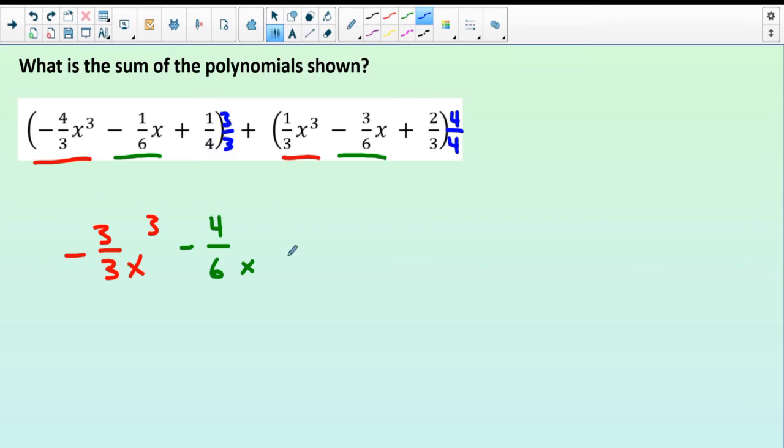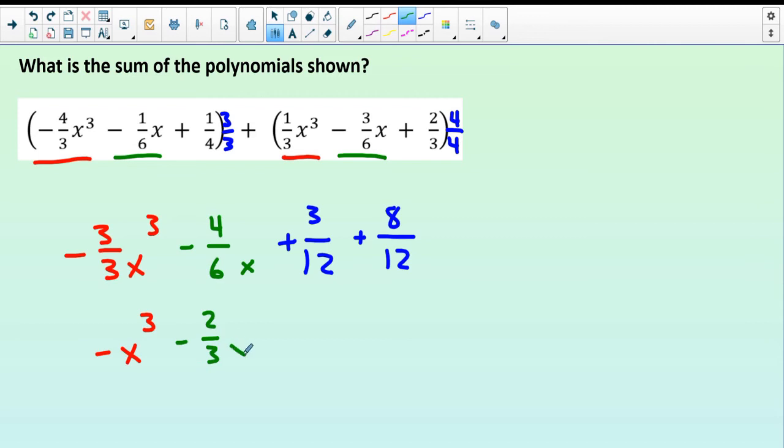And then we can multiply these together. So 1 times 3 is 3. 4 times 3 is 12. And for this fraction over here, 2 times 4 is 8. On the bottom, 3 times 4 is 12. So that's basically it. We're going to go ahead and clean this up a little bit because these 3's are going to cancel with each other. That'll just give us negative x to the third. This one I can reduce, 4 over 6. That would reduce to negative 2/3 x.